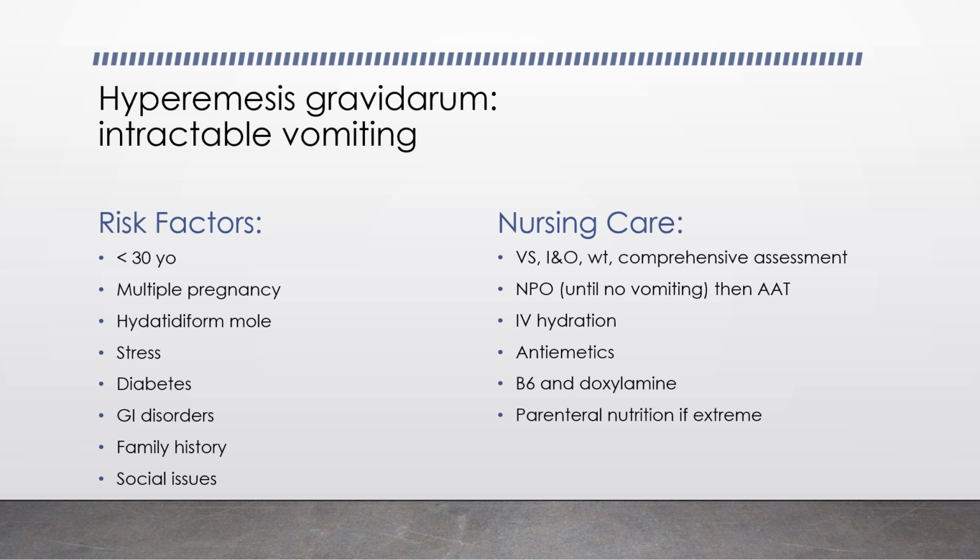So nursing care would be vital signs, I&O, we'd want to monitor their weight, and also do a good comprehensive head-to-toe assessment. We want to keep them NPO until they're not vomiting again, kind of like doing some gut rest, and then advance as tolerated, AAT. So start real slow, clear liquids, maybe some dry crackers or toast. We may have to provide some IV hydration and some antiemetics.